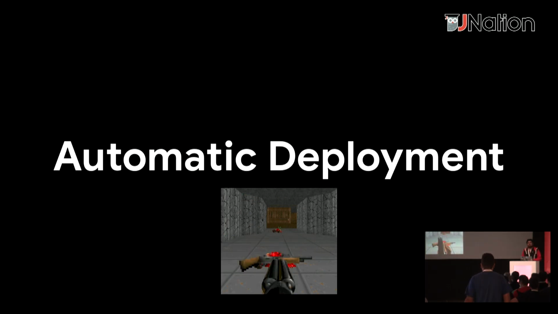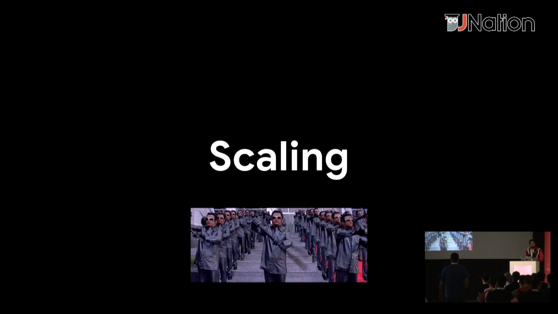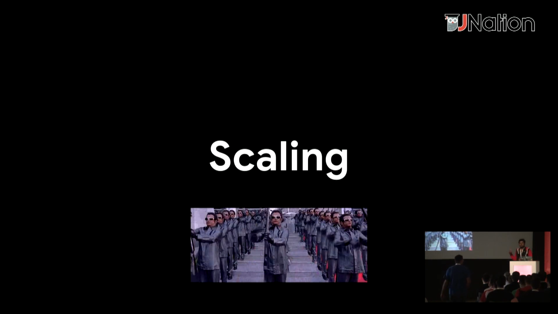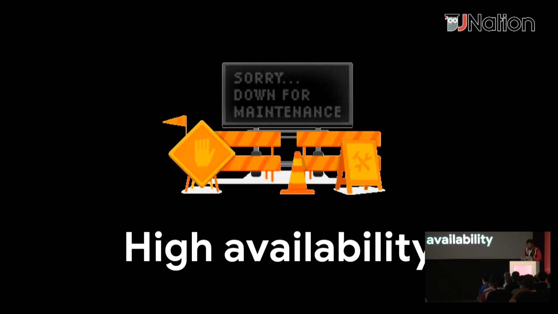Why? Automatic deployments. How many of you have to do this, automatically deploy your stuff? Scaling. Another problem. You have to scale it. Once you start scaling it, you have to add a load balancer on top of it. It kind of takes you away into a different territory. And the final problem is high availability.